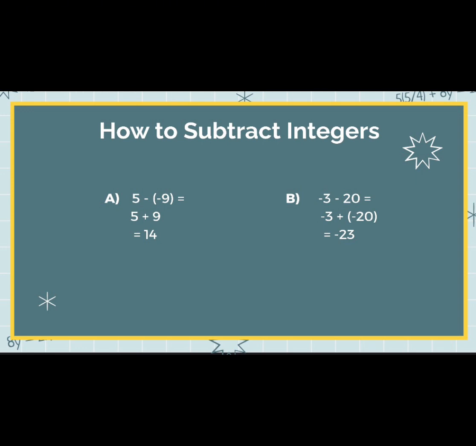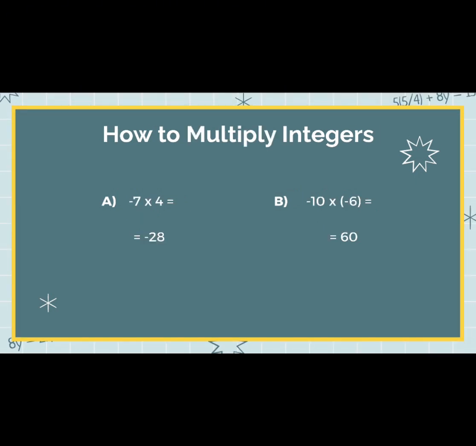Let's move on to multiplication. Here are our examples for multiplying integers. Let's jump into number 1, where we have negative 7 times positive 4. We have a negative times a positive. When we're working with different signs, this tells us the answer to a multiplication problem will be negative. 7 times 4 is 28, and we know this product is negative because we are working with different signs. So this is negative 28, and that's our final answer. So a negative times a positive will equal a negative product.